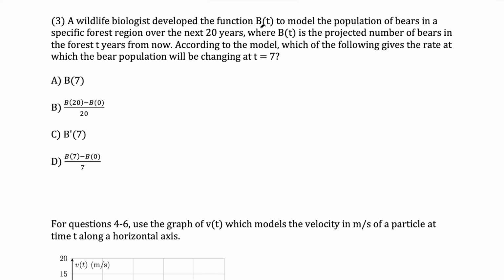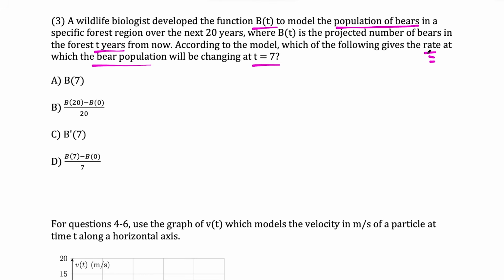Question 3, we have the function B of t is used to model the population of bears in a specific forest region over the next 20 years. And B of t is the projected number of bears in the forest t years from now. According to the model, which of the following gives the rate at which the bear population will be changing at t equals 7?